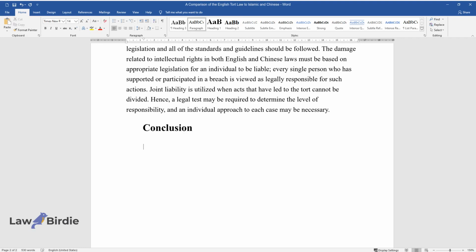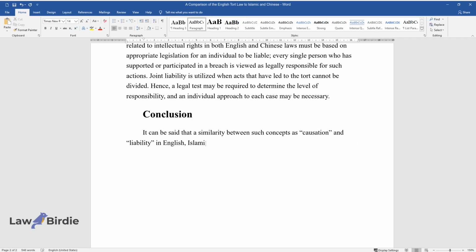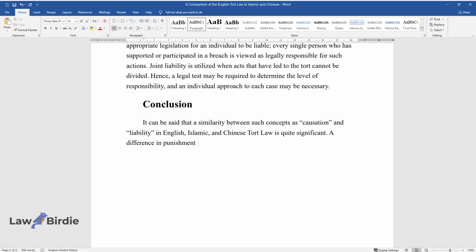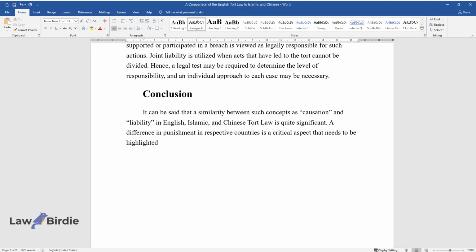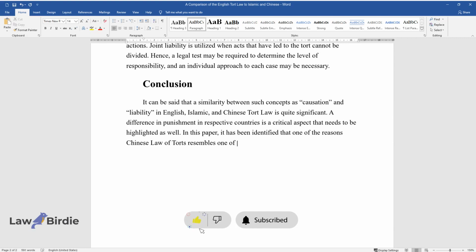Conclusion. It can be said that a similarity between such concepts as causation and liability in English, Islamic, and Chinese tort law is quite significant. A difference in punishment in respective countries is a critical aspect that needs to be highlighted as well. In this paper, it has been identified that one of the reasons Chinese law of torts resembles one of England is because of a similarity between law systems.